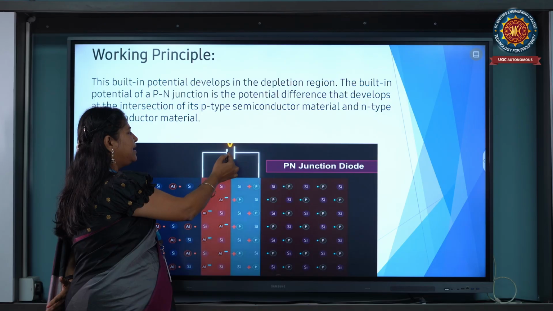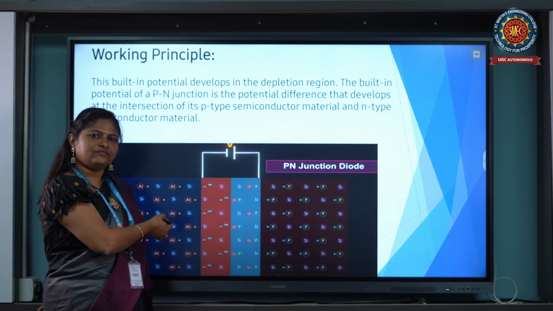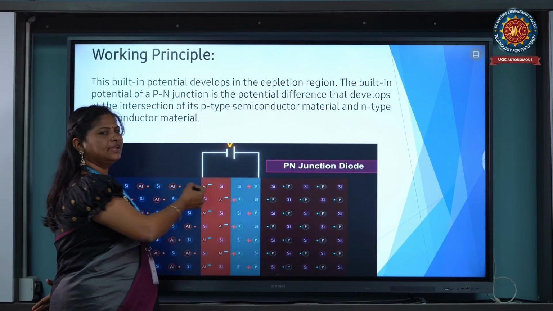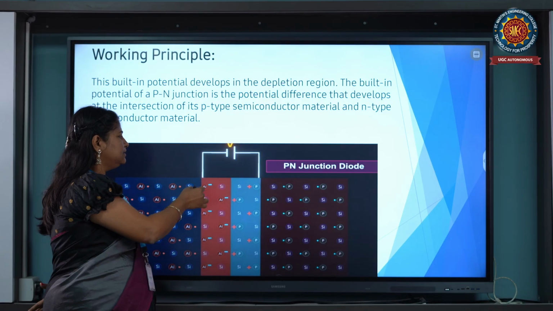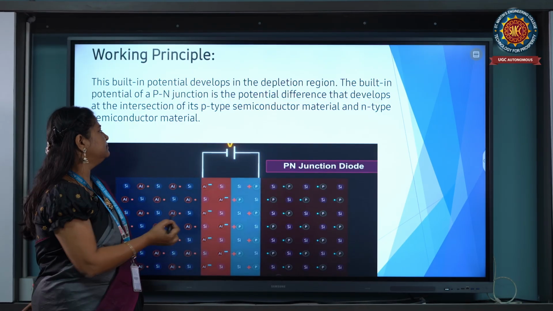It acts like a barrier potential which does not allow charge carriers to move from one side to the other, and this is the potential difference. We call it a barrier potential because the inbuilt potential acts like a barrier, so that's why it is called barrier potential.